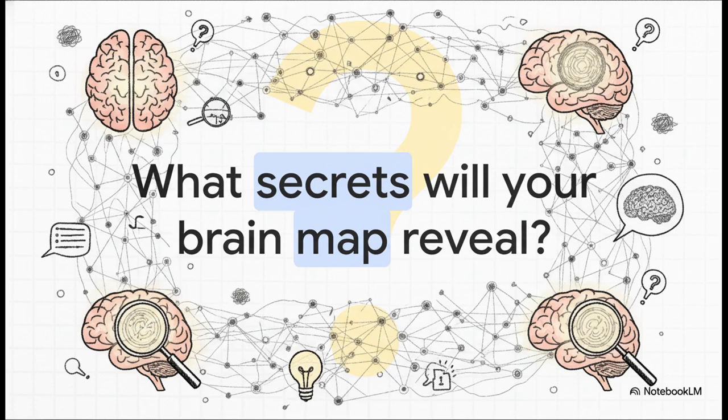Our brains make us human. They hold our memories. They hold our feelings. They hold our thoughts. With this new AI technology, we finally have a clear map. We have a map of the human mind. So, we leave you with this question. What secrets will your brain map reveal?